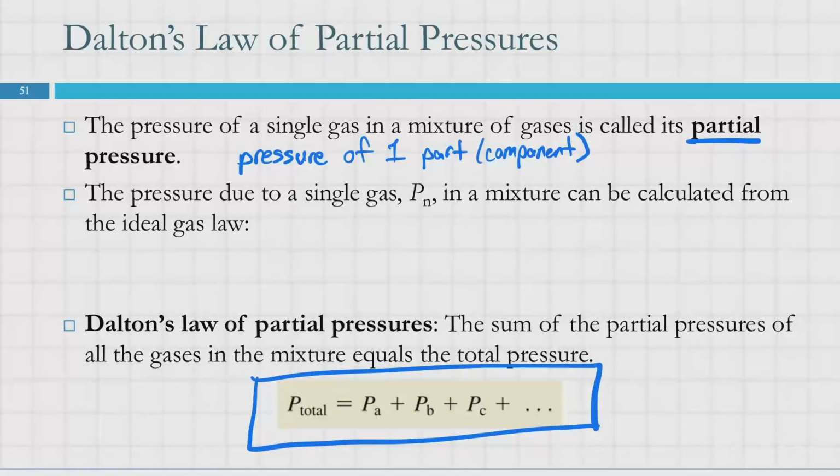So Dalton's law of partial pressures says that the total pressure, P sub total, often just P tot, equals the pressure of component A plus the pressure of component B plus the pressure of component C plus however many we have. So if you just have two things, you add the pressure of gas A and the pressure of gas B, that's your total pressure. And now back to this pressure due to a single gas.